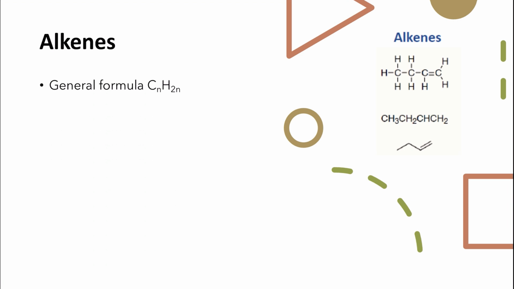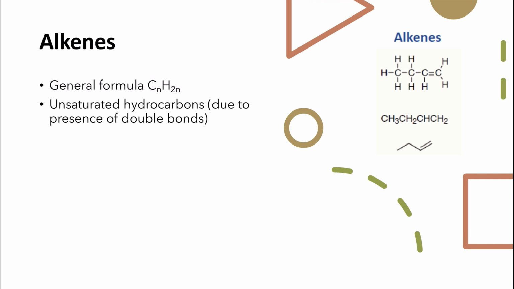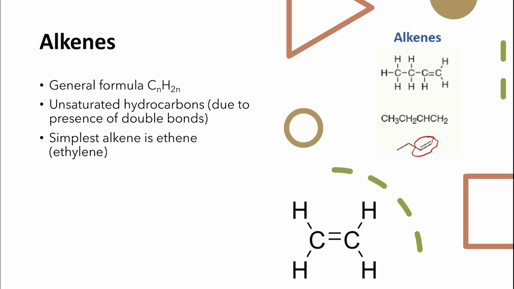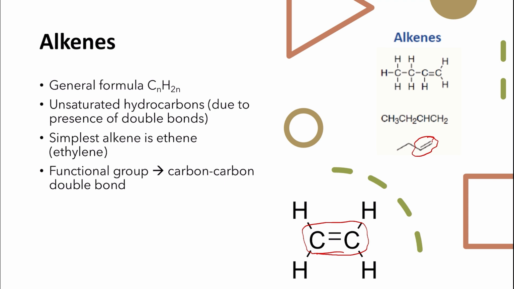Alkenes are the second homologous series you need to learn about, and alkenes are unsaturated hydrocarbons. They have the general formula CnH2n and are unsaturated because of the presence of the double bond between two carbon atoms. The simplest alkene here is ethene or ethylene, which has only two carbon atoms and a double bond between the two carbon atoms. The functional group for the alkene is the carbon-carbon double bond.